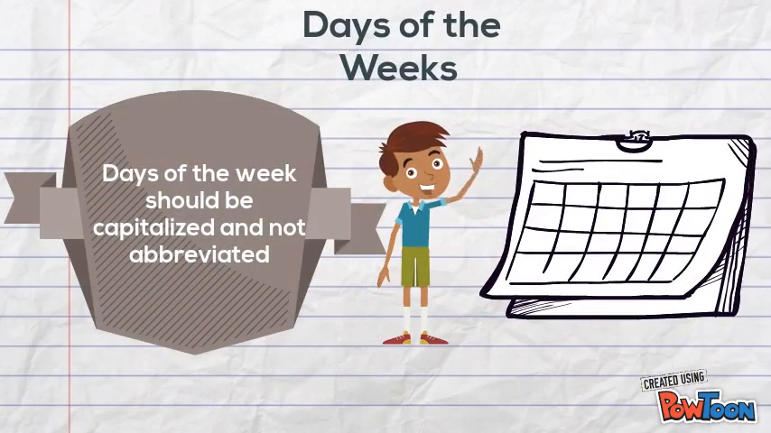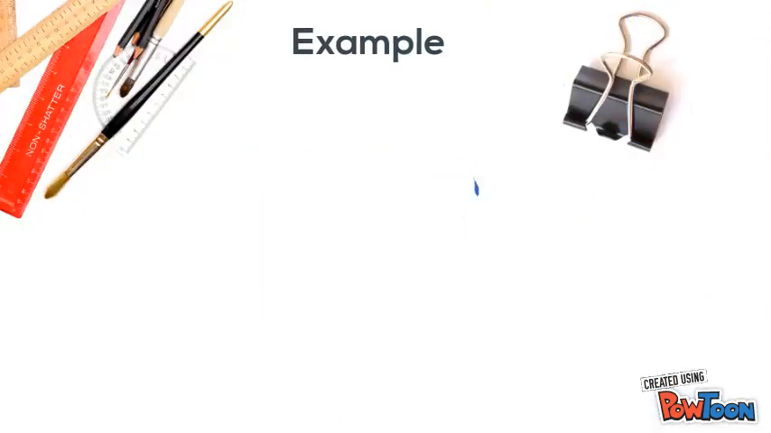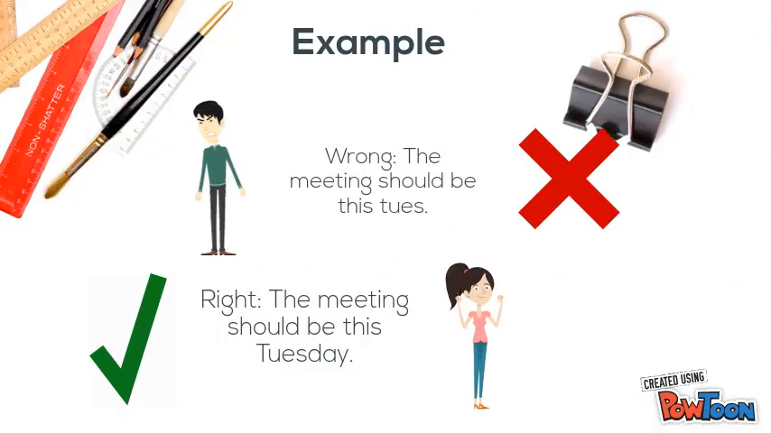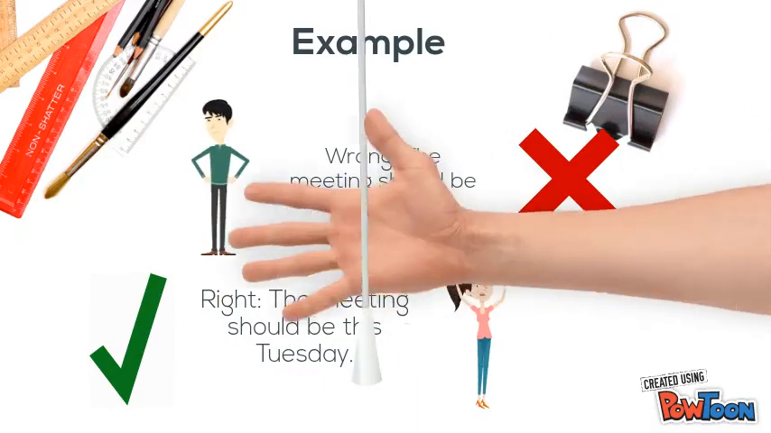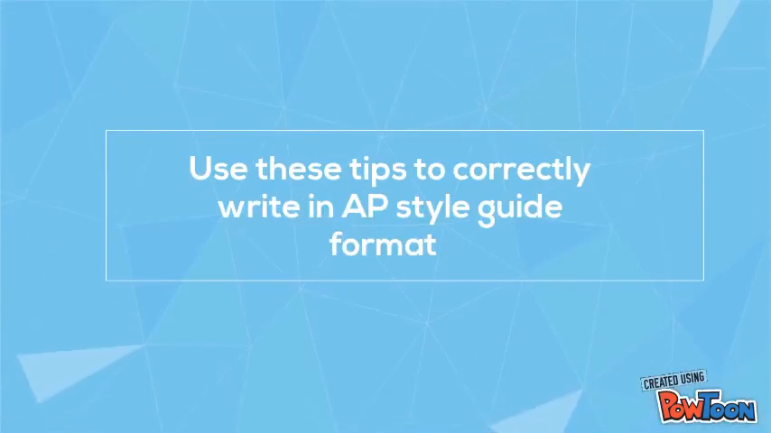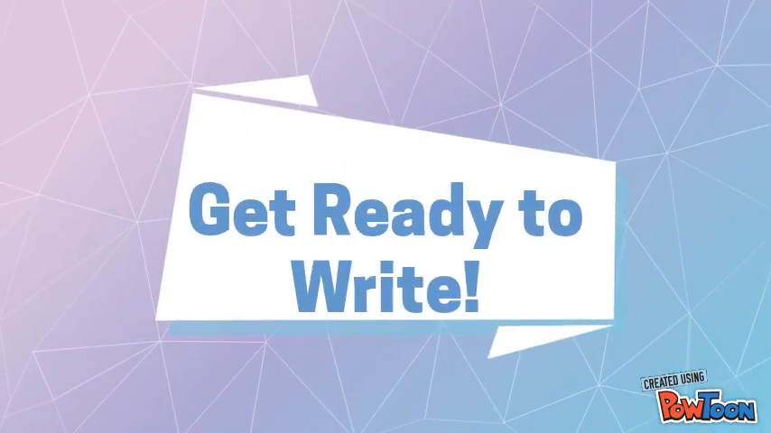Days of the week are capitalized and not abbreviated. An example of this would be, the meeting should be this Tuesday, not this Tues. If you use these tips correctly, you will be writing in AP style guide format. Get ready to write!